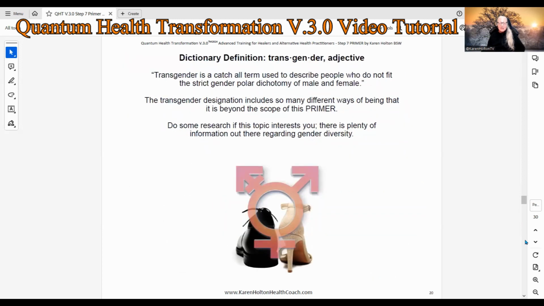Dictionary definition of transgender, which is an adjective. Transgender is a catch-all term used to describe people who do not fit into the strict gender polar dichotomy of male and female. The transgender designation includes so many different ways of being that it is beyond the scope of this primer. Do some research if this topic interests you. There's plenty of information out there regarding gender diversity.